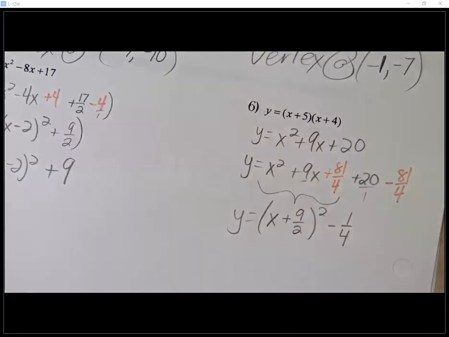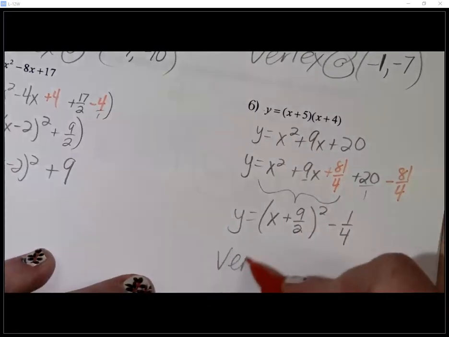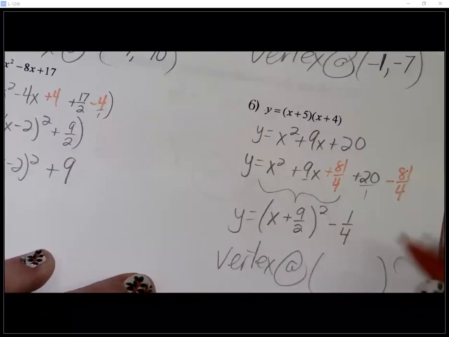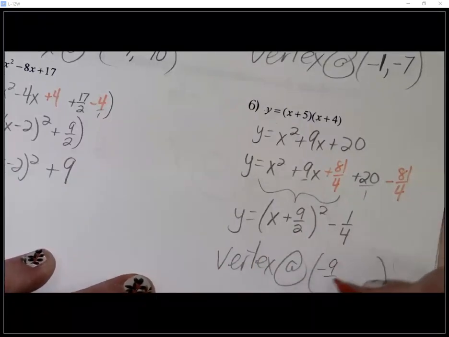This does not have anything to distribute. So that's it. Your vertex here would be at what? Cedric, go ahead. -9/2. You got it.